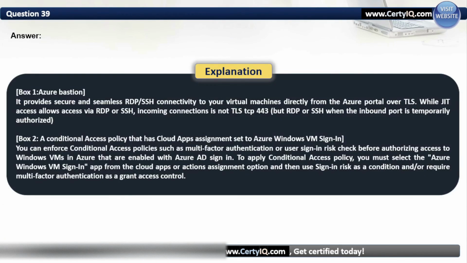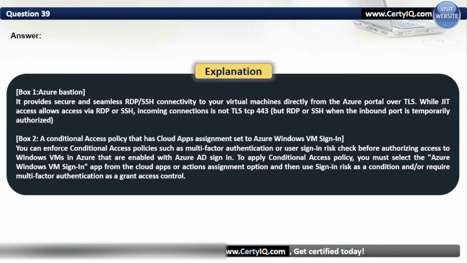About the options, box 1, Azure Bastion. It provides secure and seamless RDP/SSH connectivity to your virtual machines directly from the Azure portal over TLS, while JIT access allows access via RDP or SSH. Incoming connections is not TLS TCP 443.